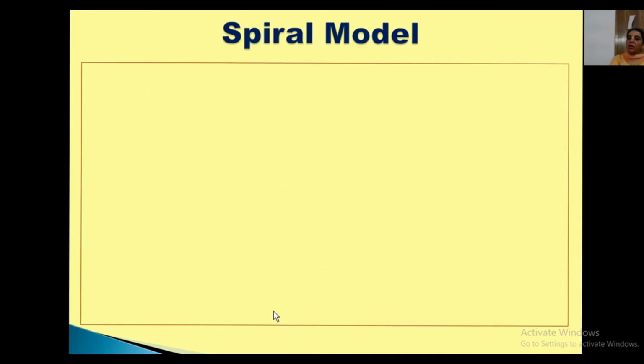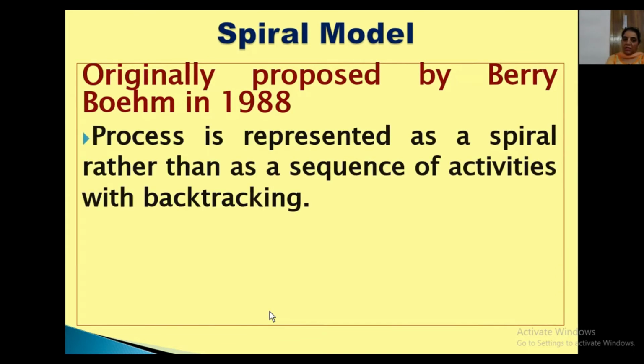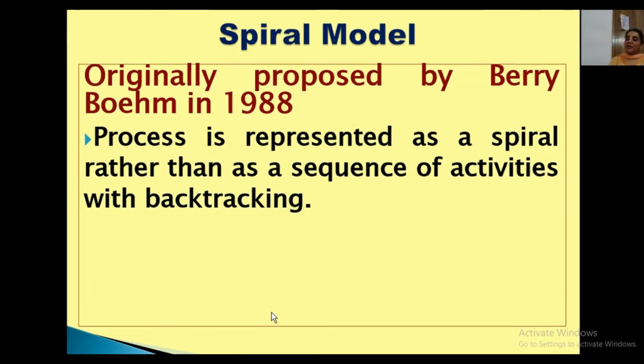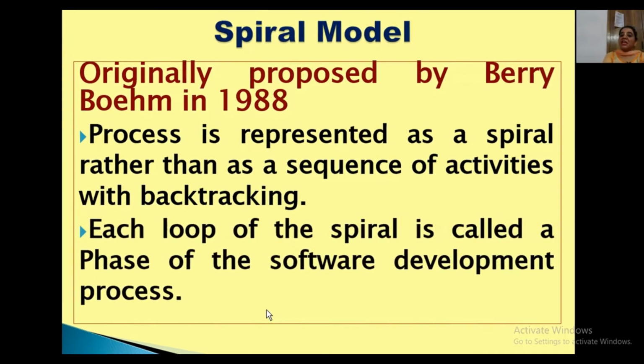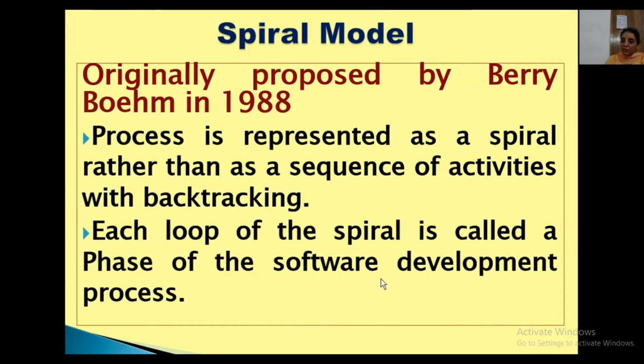Now, what is the beauty of the spiral model? This was proposed by Barry Boehm in 1988. The process is represented as a spiral rather than a sequence of activities with backtracking. If you analyze, in the previous models there was a sequence of activities which could be backtracked easily. But here we have a spiral-shaped model. Each loop of the spiral is called a phase of the software development process. This is a very important model. Here every loop is called one phase of a software development model.